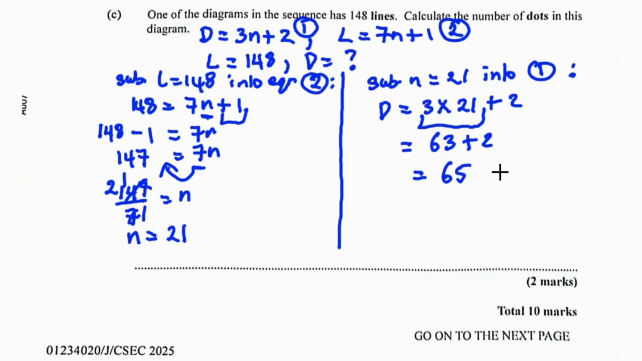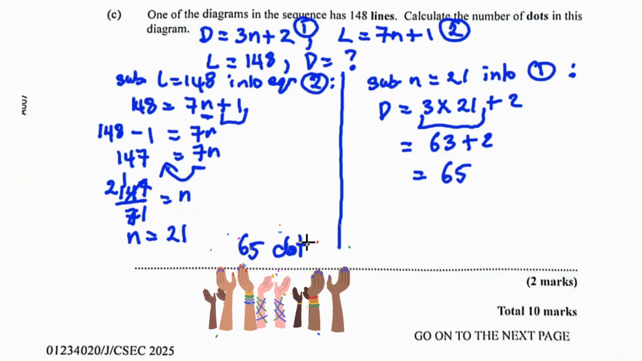So are we done there? Let's see. They ask us to find d, and we have d. So yes, we are. So the answer here would be 65 dots.